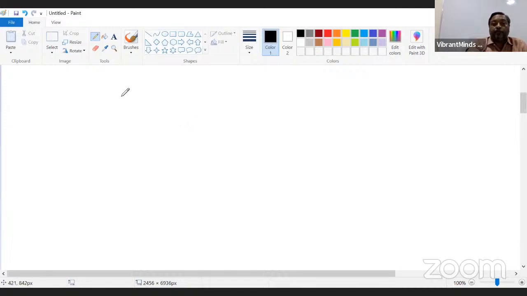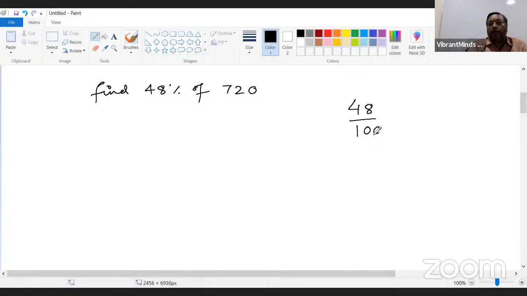Now see, some of the basic questions will be: find 48% of 720. Find 48% of 720. Okay. Now there are many methods to do it. First, you can go with our traditional method, and that is 48 upon 100 multiplied by 720.